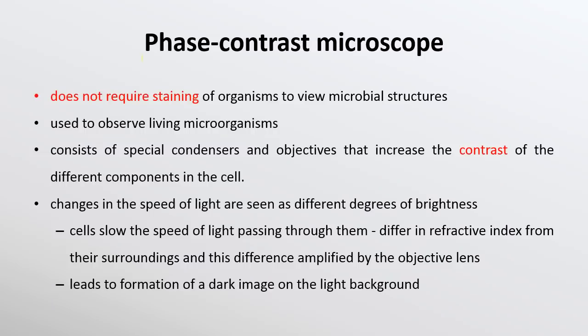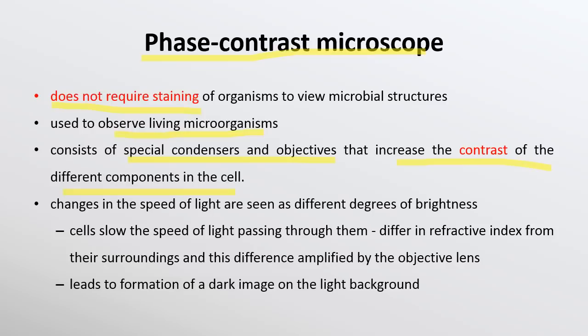So the last light microscope is the phase contrast microscope. The phase contrast microscope does not require staining of microorganisms, and it can also be used to view living microorganisms. It usually consists of a special condenser and objective lens, which help to increase the contrast of the different components in the cell.